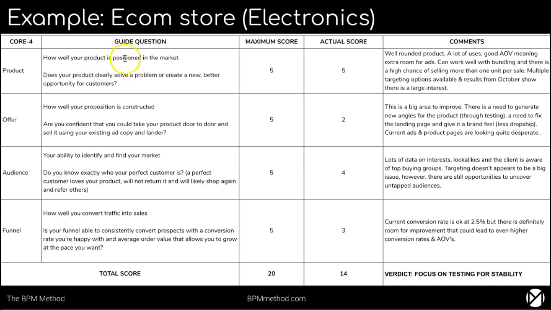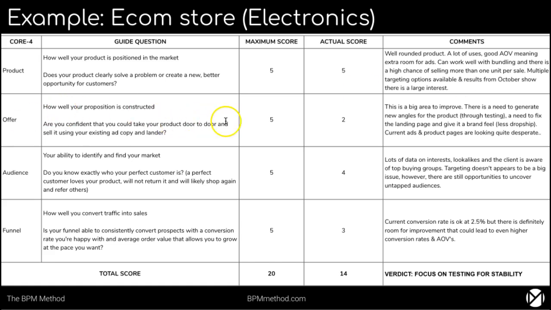So how well was the product positioned in the market? We've given it a score, and we've also made some comments. This product was well rounded, a lot of uses, good average order value, meaning extra room for ad CPA, for example. Can work well with bundling, high chance of selling more than one unit, multiple targeting options available, so variants. Results from October for this particular client show there is a large interest. So the product was well positioned. It clearly solved a problem or created a new opportunity. So we gave it a 5 out of 5.